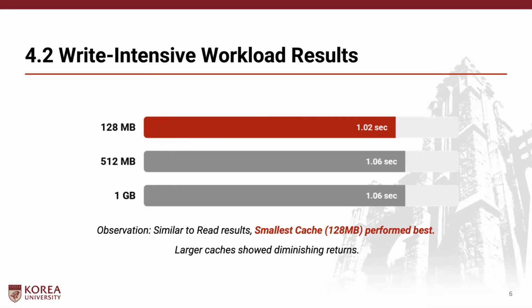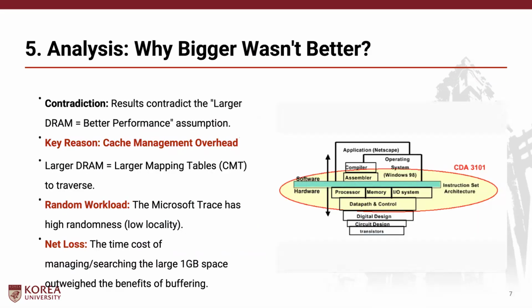We observed a similar trend in the write-intensive workload. Again, the 128 megabytes model performed best at 1.02 seconds. As you can see, increasing the cache size resulted in diminishing returns or even stagnation. This clearly proves that a large cache does not always guarantee better performance.